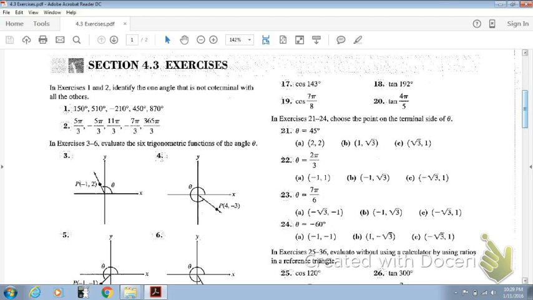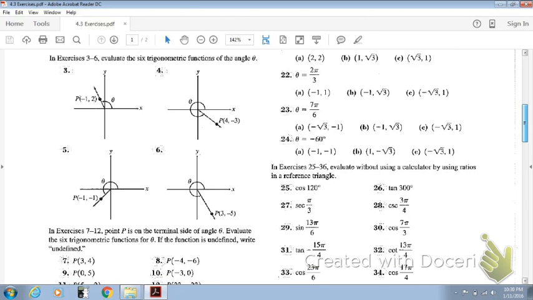3 through 6 says evaluate the 6 trig functions of the angle theta. So you're given a point on the terminal side, and those are going to be your x and y, and you'll want to find your r using r equals the square root of x squared plus y squared. And then once you have your x, your y, and your r, you're going to use those to evaluate the 6 trig functions.